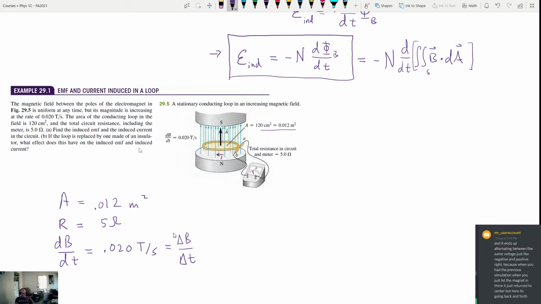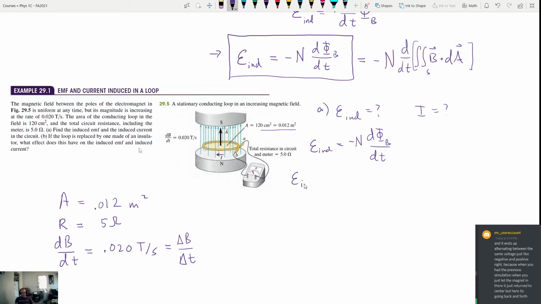Okay. So the first thing we want to do, A, is to find the induced EMF, and we also want to find the current flowing through the wire. To find the induced EMF, we're going to use Faraday's law of induction, negative N d phi dt. By the way, I didn't tell you why there's a negative sign there, did I? We'll talk about that as we go through this.